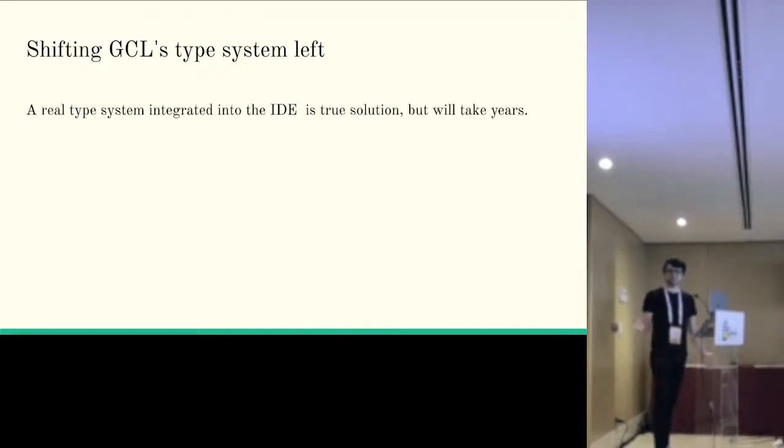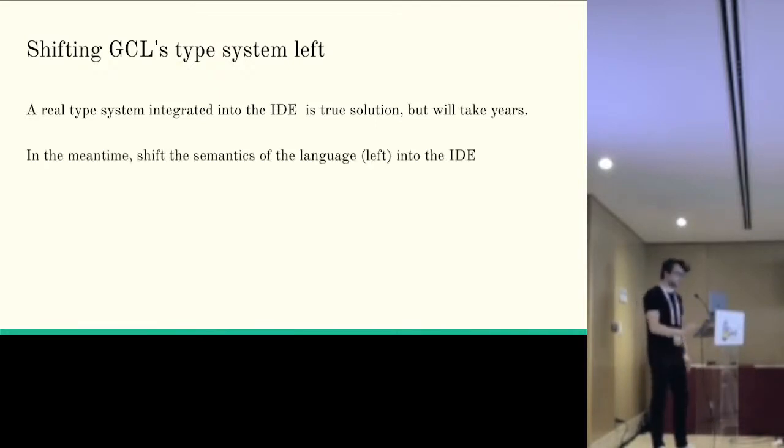So the real way to fix it is to add a real type system to GCL. And that is a goal we have, but that's probably going to take 10 years or more. And obviously we want to integrate that into the IDE. But in the meantime, as was mentioned earlier, we want to shift left.